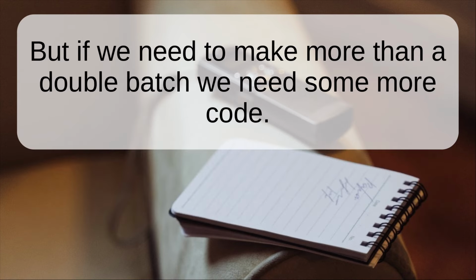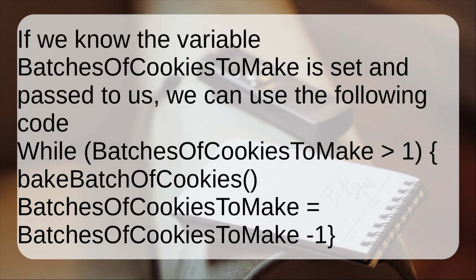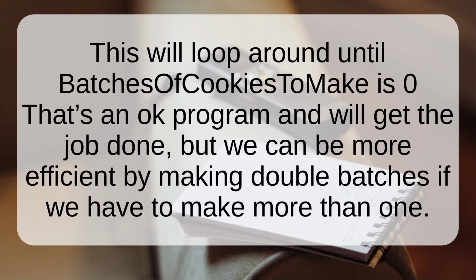But if we need to make more than a double batch, we need some more code. If we know the variable batches of cookies to make is set and passed to us, we can use the following code. While batches of cookies to make is greater than 1, bake batch of cookies, and then batches of cookies to make equals batches of cookies to make minus 1. This will loop around until batches of cookies to make is 0. That's an okay program and will get the job done.